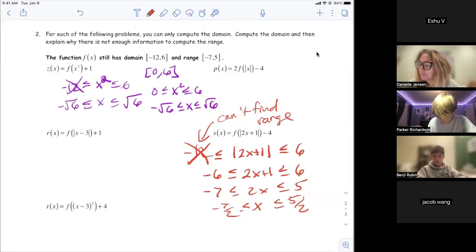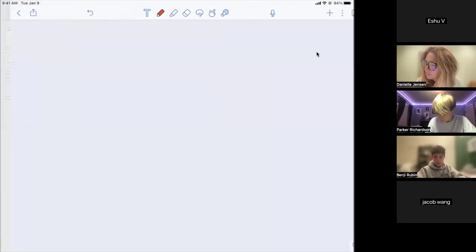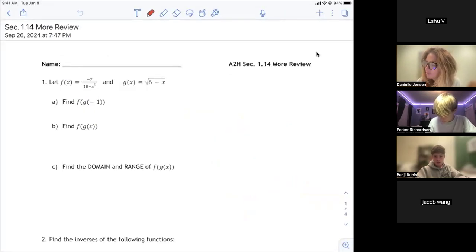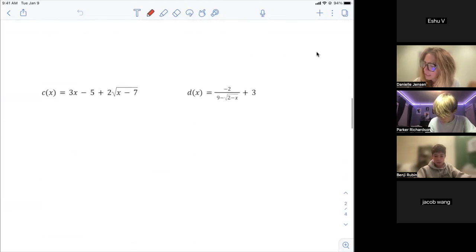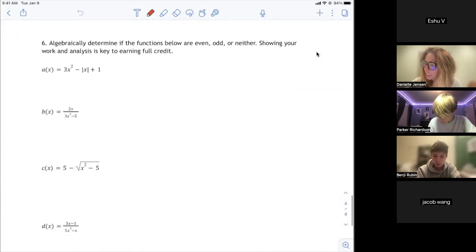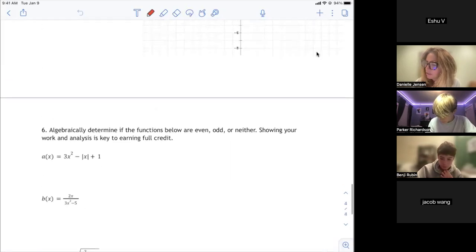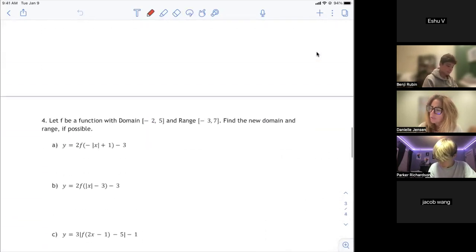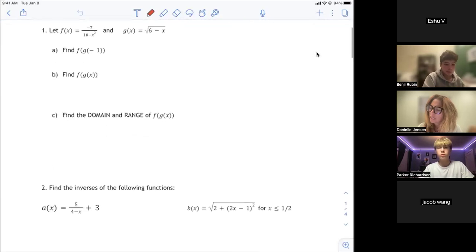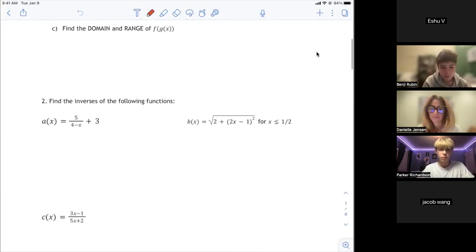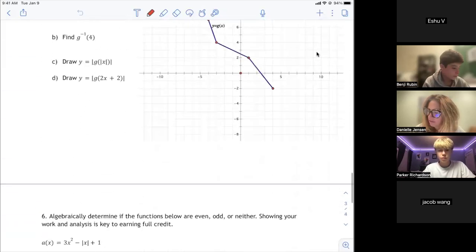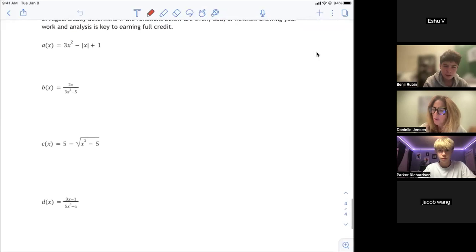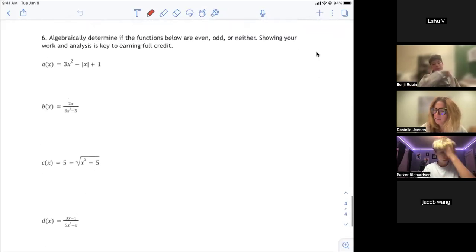Yeah, I think it was on 1.14. There was a problem where we had graphed three different inverses and their regular functions, and I think it was number seven. Is this the latest one I gave out? No, I think it should be a green packet, maybe. Yeah, 1.14, did you say? I don't think there is a number seven. Maybe you mean 1.13? One second.